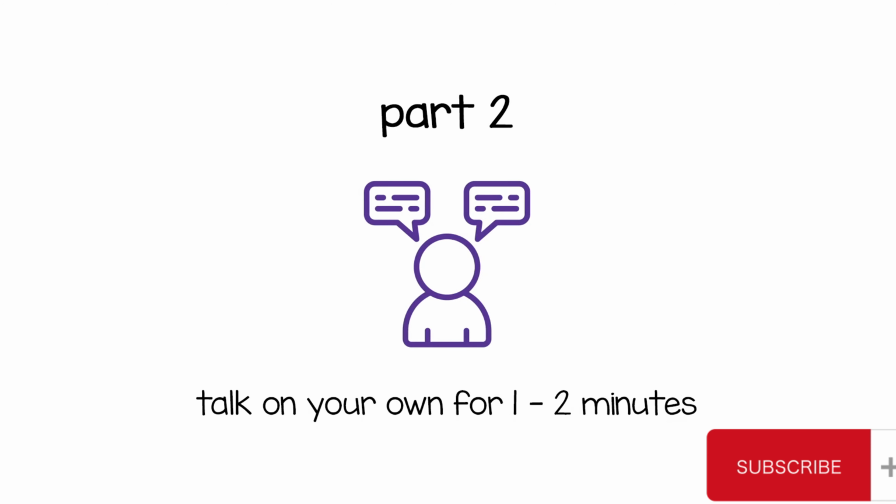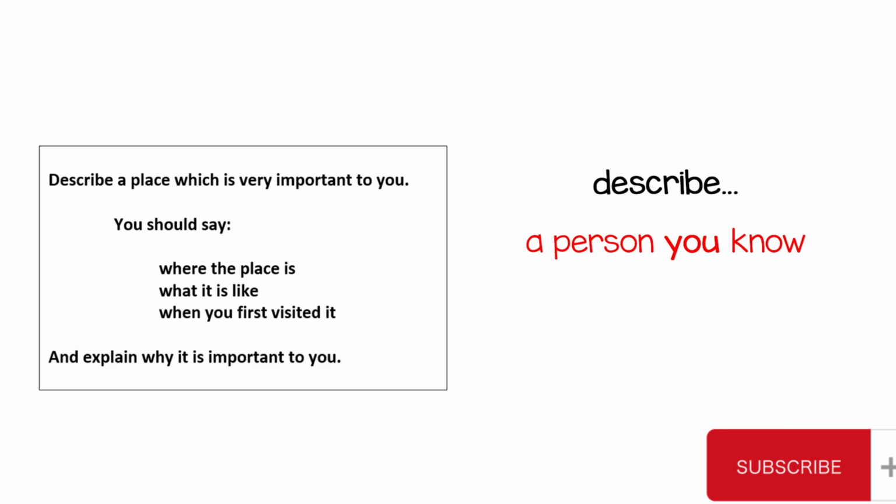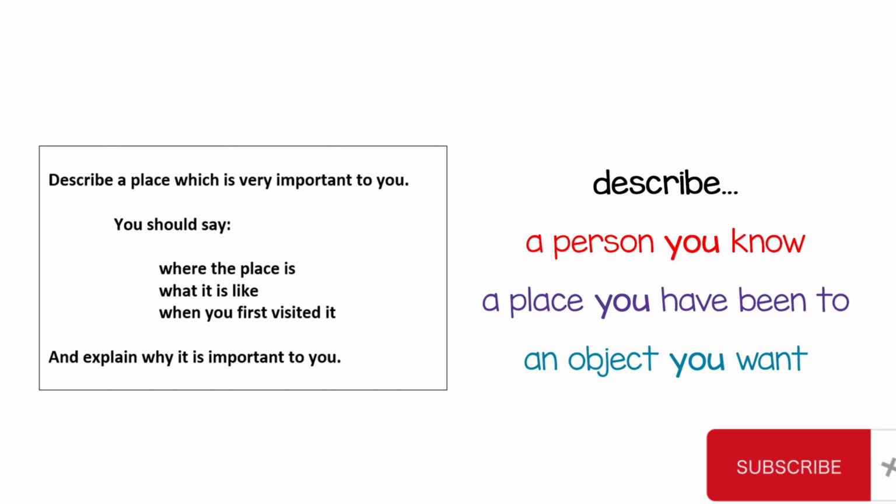In Part 2, you need to talk on your own for 1 to 2 minutes. The examiner will give you a card and you must talk about the subject which is written on it. You won't know the subject before the test, but again, it will be about you and your personal experience. For example, you could be asked to describe a person you know, a place you have been to, an object you want, or so on.